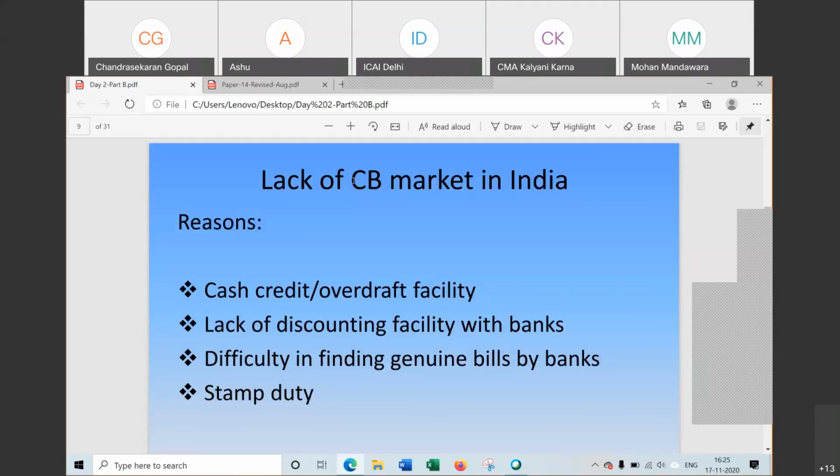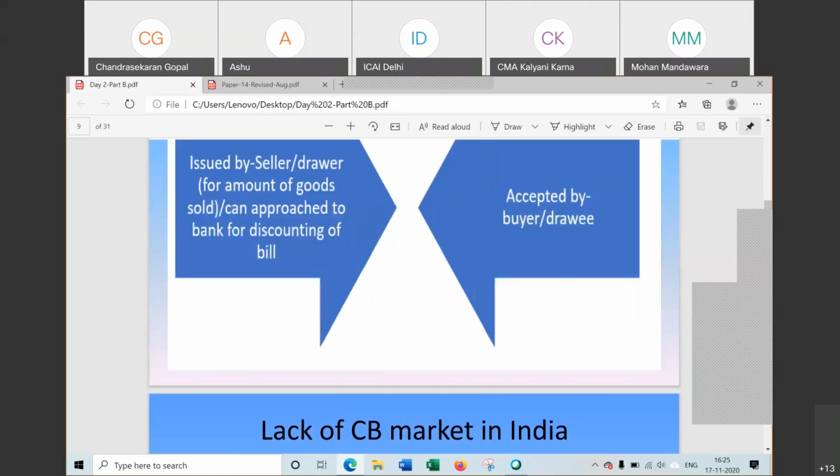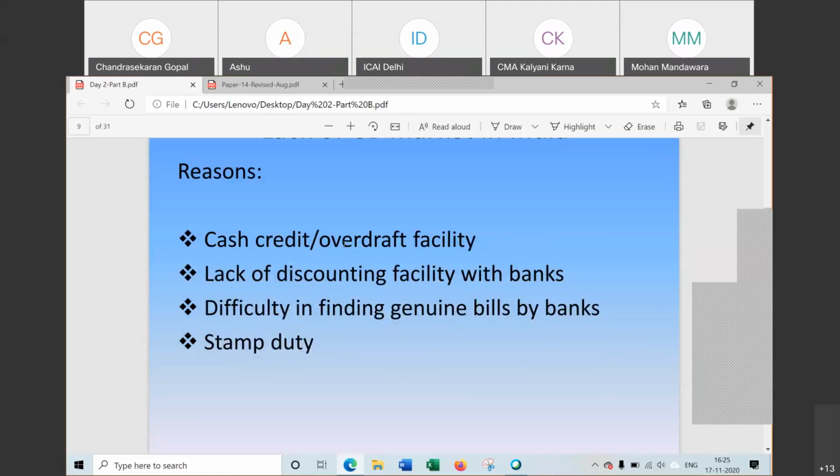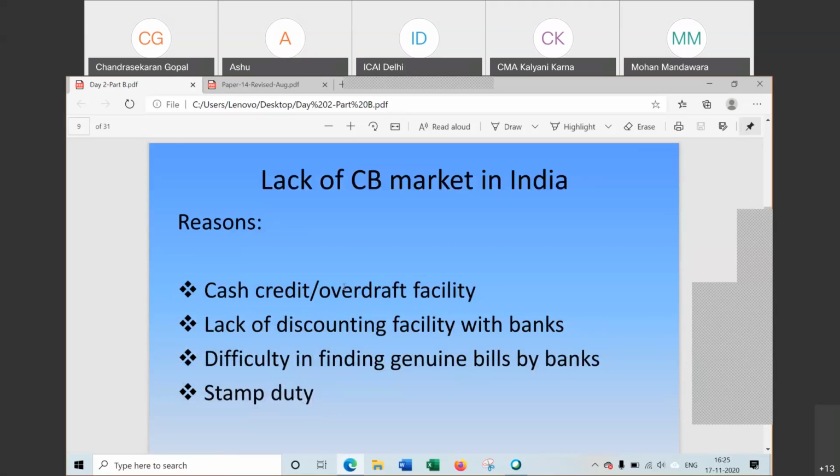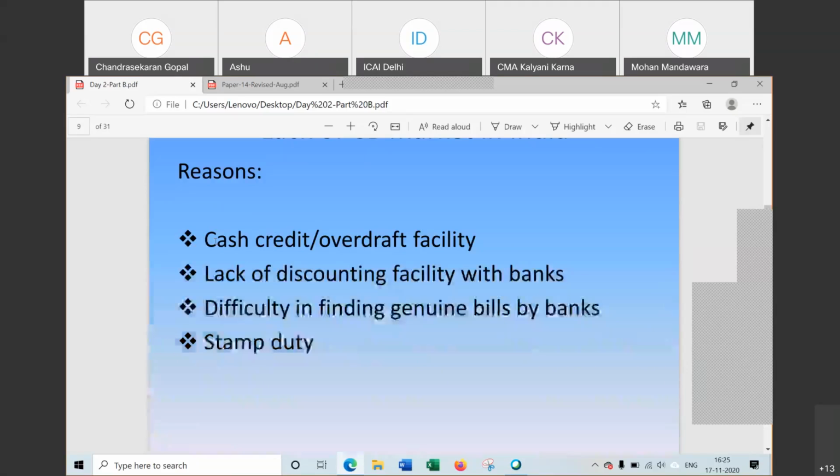Now one question: why is there a lack of a commercial bill market in India? The commercial bill market is underdeveloped in India. Why is it underdeveloped? First, cash credit and overdraft facilities are available. Banks provide cash credit and overdraft facilities to account holders, so they don't need the commercial bill. They use the overdraft facility and cash credit from the bank.